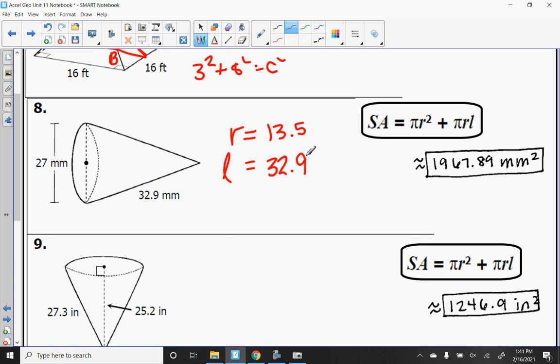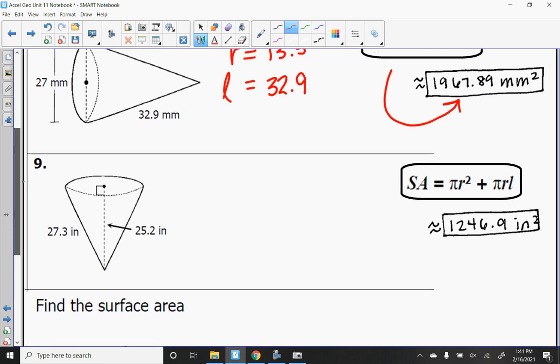And then you just put these numbers in your formula where they appear, and your calculator will give you 1,967.89 millimeters squared approximately. Because we're using a pi button, it's not going to be perfect, but it's going to be rounded to 0.89 millimeters squared.